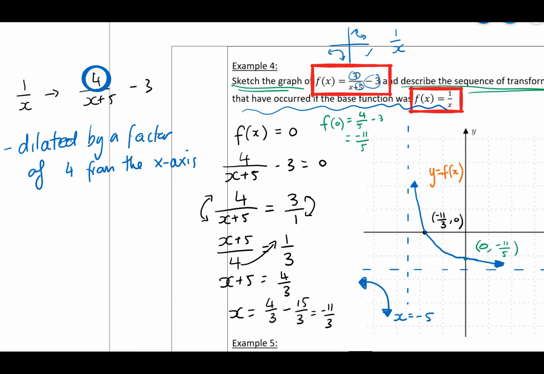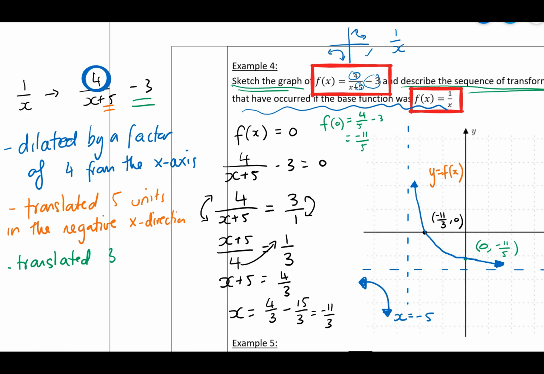We've got a plus 5, so we need to think this is going to be translated 5 units. Remember that asymptote went to the left, so 5 units in the negative x direction. And the minus 3, well, this has been translated 3 units in the negative y direction.